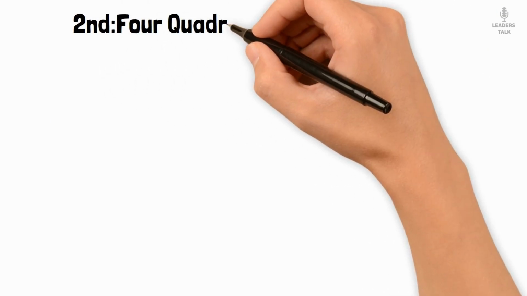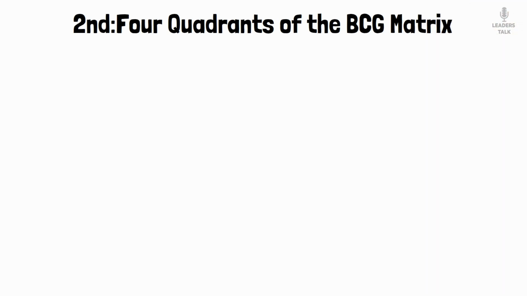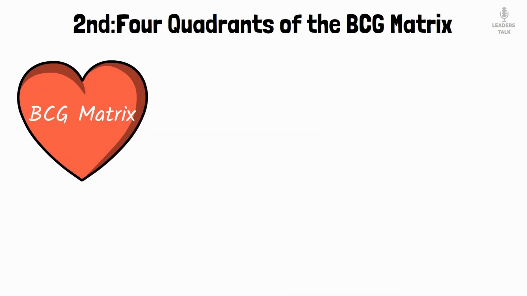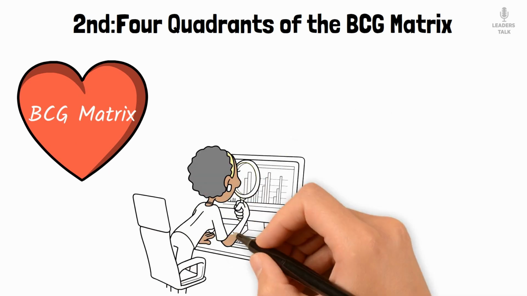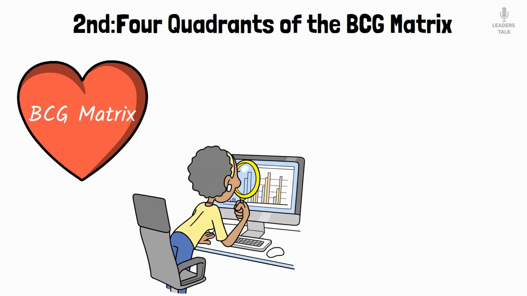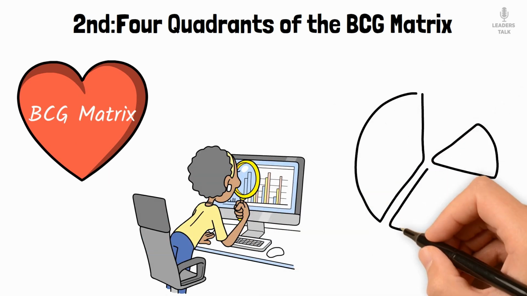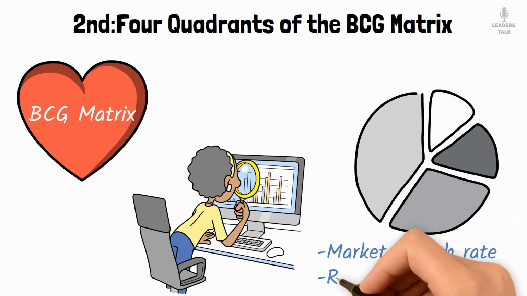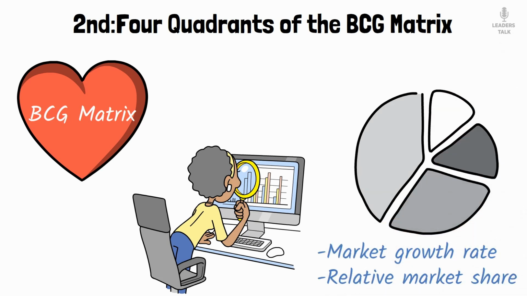Second, 4 quadrants of the BCG Matrix. Now let's dive into the heart of the BCG Matrix, the 4 quadrants. The matrix is designed to help businesses prioritize their investments by categorizing their products or business units into 4 distinct groups based on 2 factors: market growth rate and relative market share.